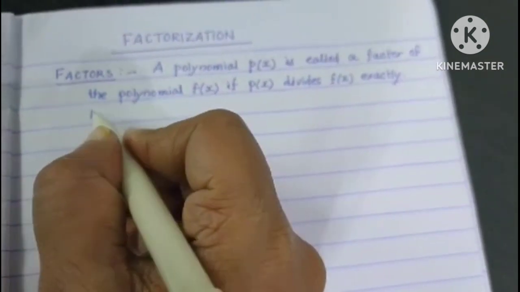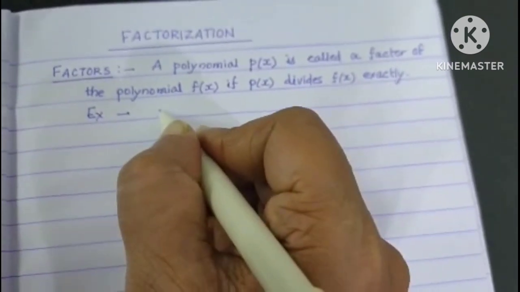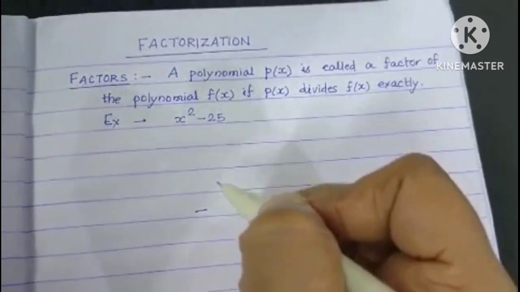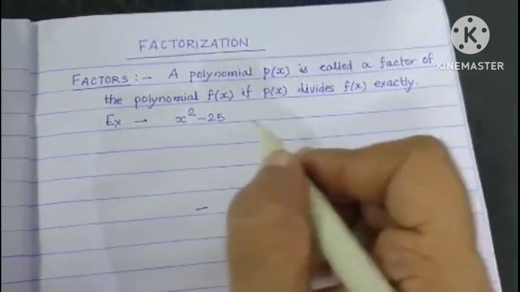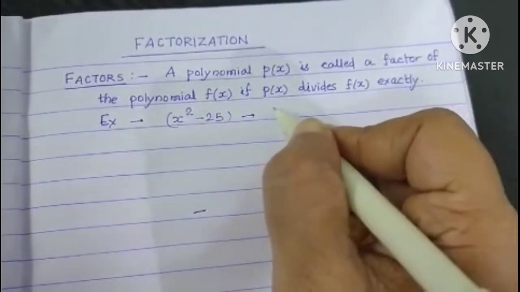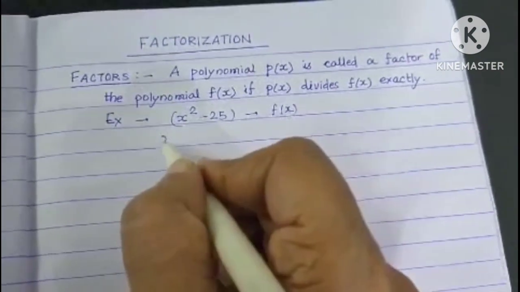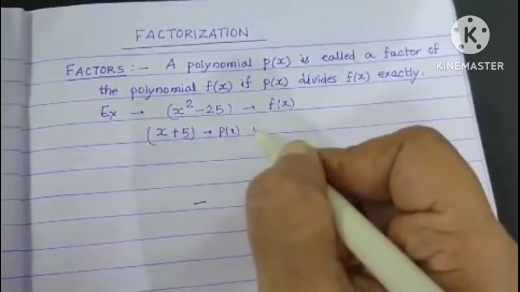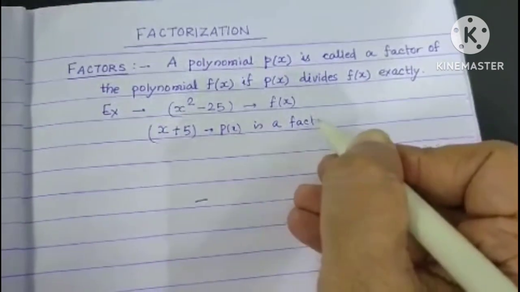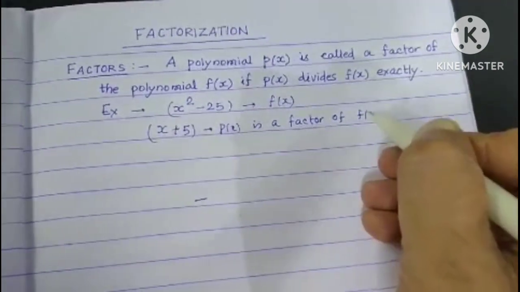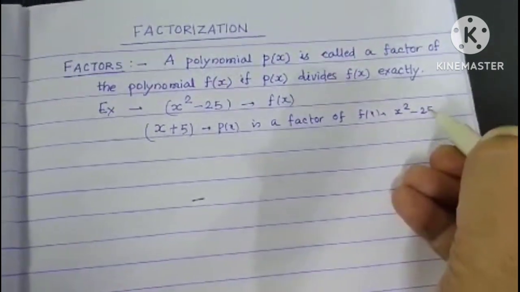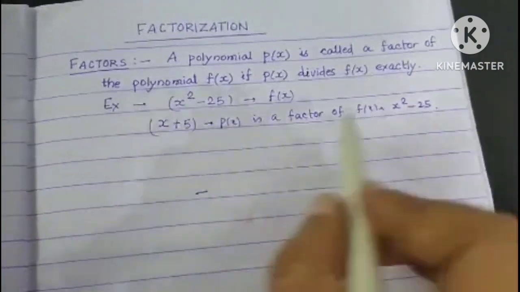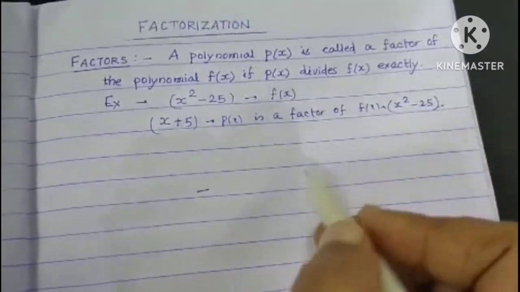Then and only then we can say that p(x) is a factor of f(x). Now let us learn it with examples. A very small example. Let us suppose we have been given x square minus 25. Let us suppose this is f(x). Now we can say that x plus 5, as p(x), is a factor of f(x), or x square minus 25. We can easily say, because this x plus 5 divides exactly this x square minus 25.